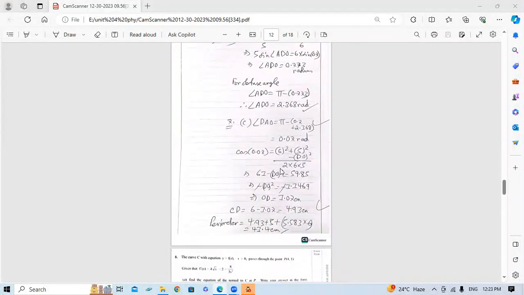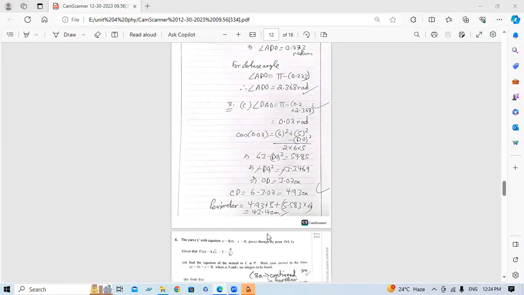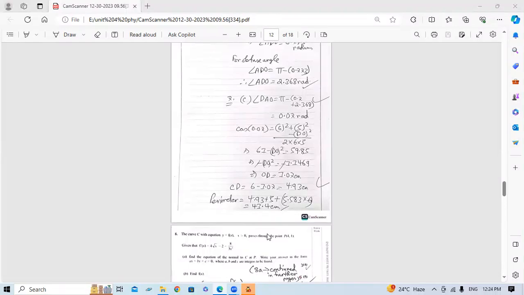7C, angle DAO equals pi minus 0.7 plus 2.368, which is 0.07 rad. Cos angle 0.07 equals, using the formula, 6 squared plus 5 squared minus DO squared over 2 into 6 into 5. 61 minus DO squared equals 59.85. OD equals 1.07 centimeter. CD will be 6 minus 1.07, which is 4.93 centimeter. Perimeter will be 4.93 plus 5 plus 5.583 into 6, 43.4 centimeter is the final perimeter answer.